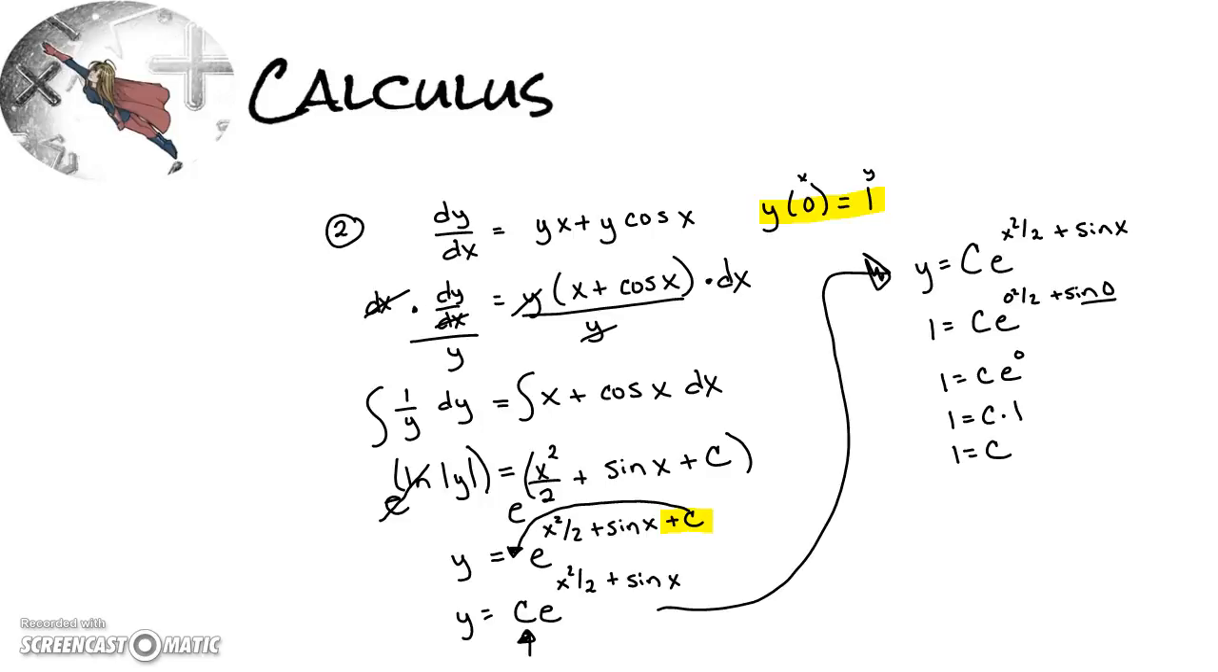So if I rewrite my final answer, c is just 1, so I won't even write that, but it's just e to the x squared over 2 plus sine of x. And that would be our final answer.